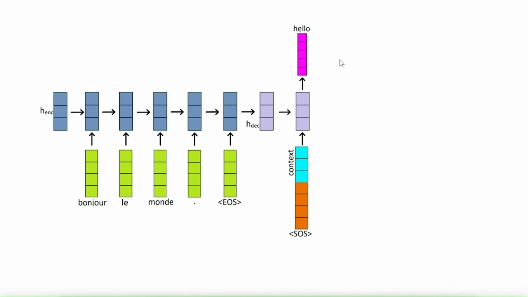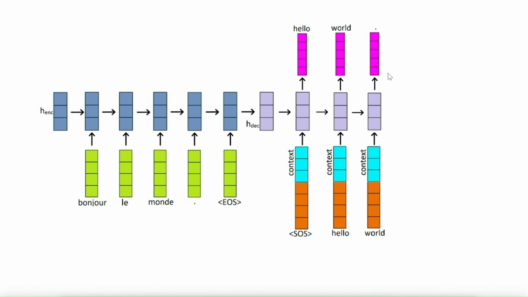Then similarly, you take this newly predicted word here and concatenate it with the new context vector. I want to mention that this one is newly computed with the newest hidden state and all the encoder hidden states. Yeah, and you get the next hidden state and next word. And one by one, you get to the end of the sentence.